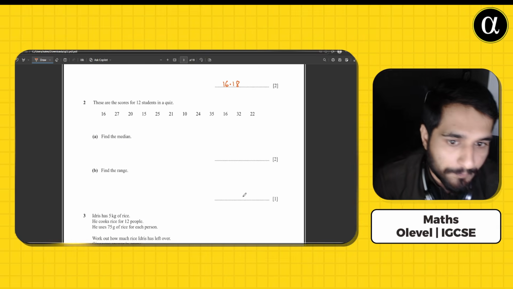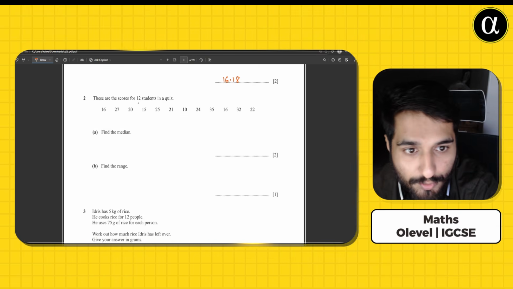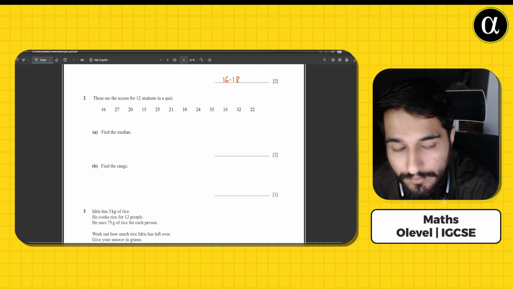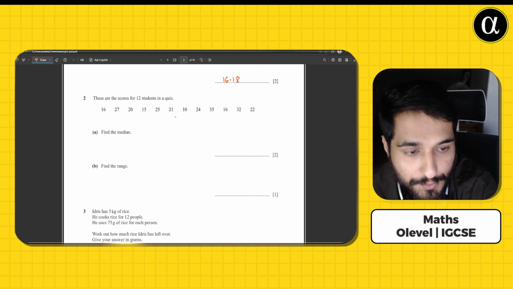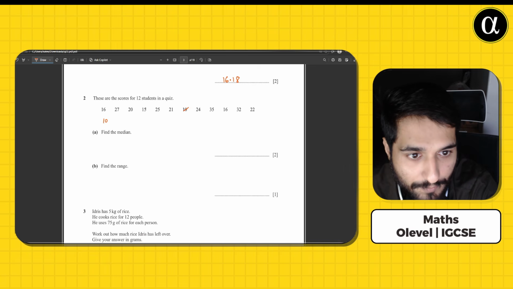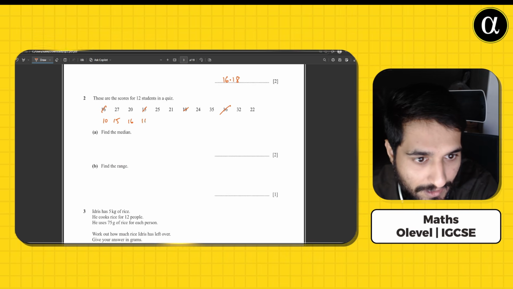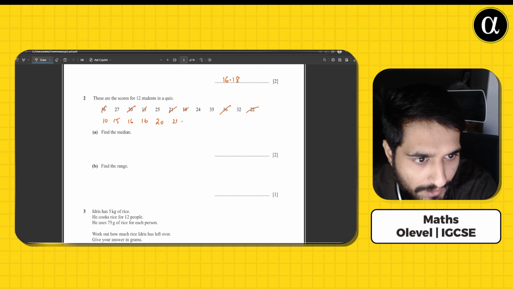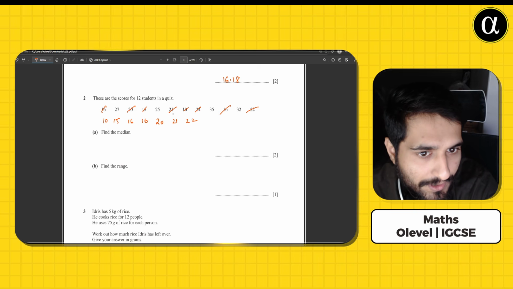Now, question number 2 states these are the scores of 12 students in a quiz, and we're supposed to find the median. This is ungrouped data. The first thing we're supposed to do is write this in ascending order. I believe 10 is the smallest number, and after 10 we have 15, 16, and 16. After that we have 20, 21, 22, and then we have 24, 27, and 32.